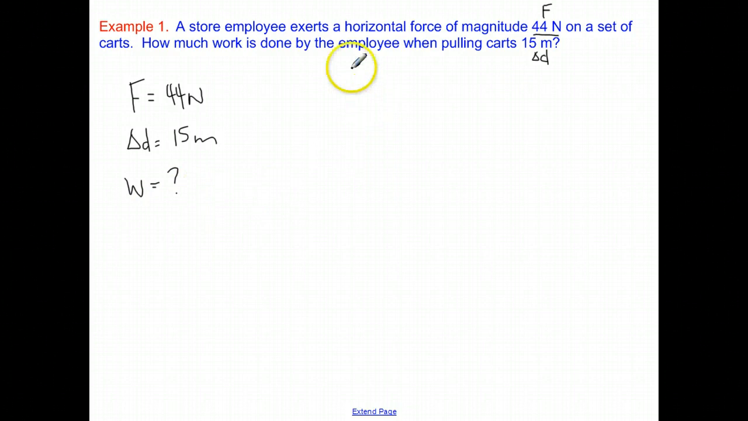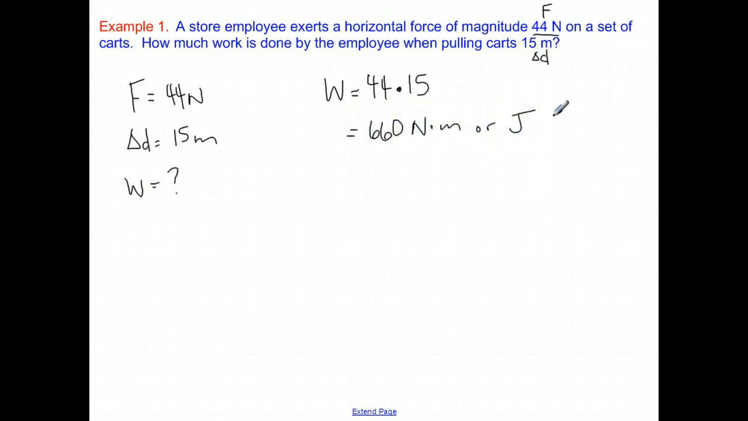Okay, so basically this is just a direct substitution, and we end up with 44 times 15, and we end up with 660. You can either have newton meters, I will accept either, or joules. So newton meters or joules. So the amount of work done on this cart, based on the amount of force that was applied, is 660 newton meters or joules.